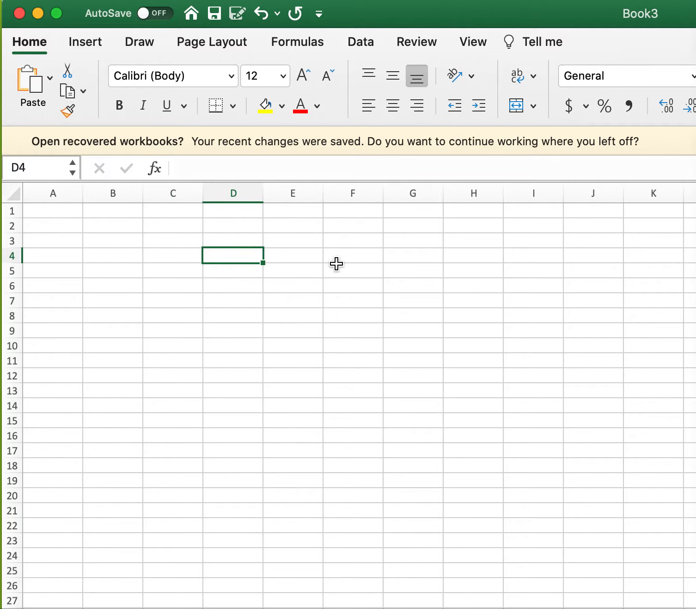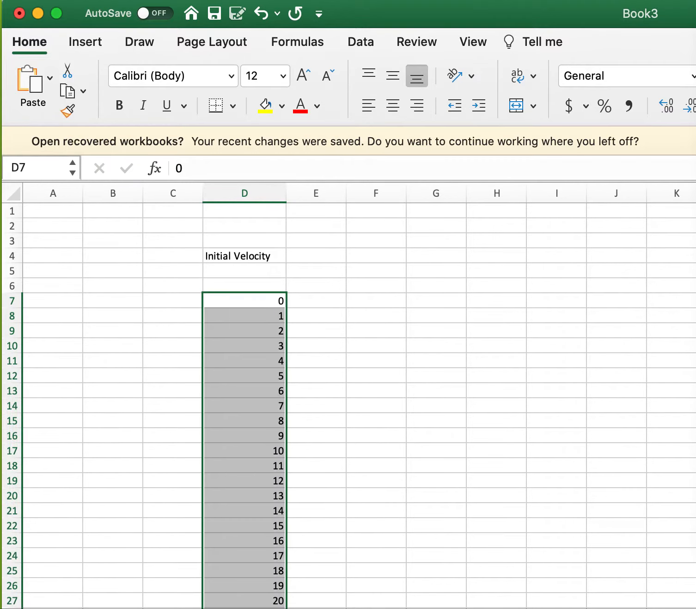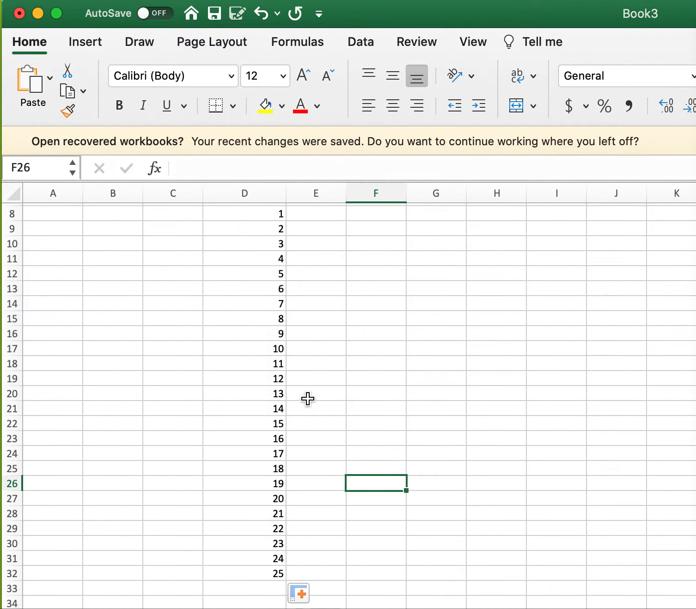Alright, so we want to vary the initial velocity, and we can put in numbers of our choice, such as 0, 1, 2, 3, and so on. If you drag this down, it'll continue the pattern. We want to go at least up to 25, because we showed last time that 25 made it overshoot by a lot. So we're looking for a speed in the middle where it's just enough.